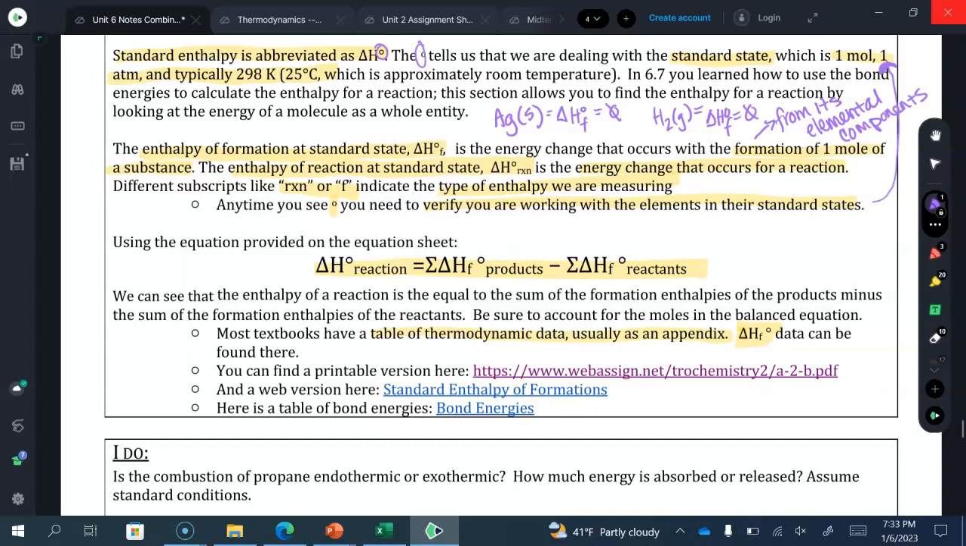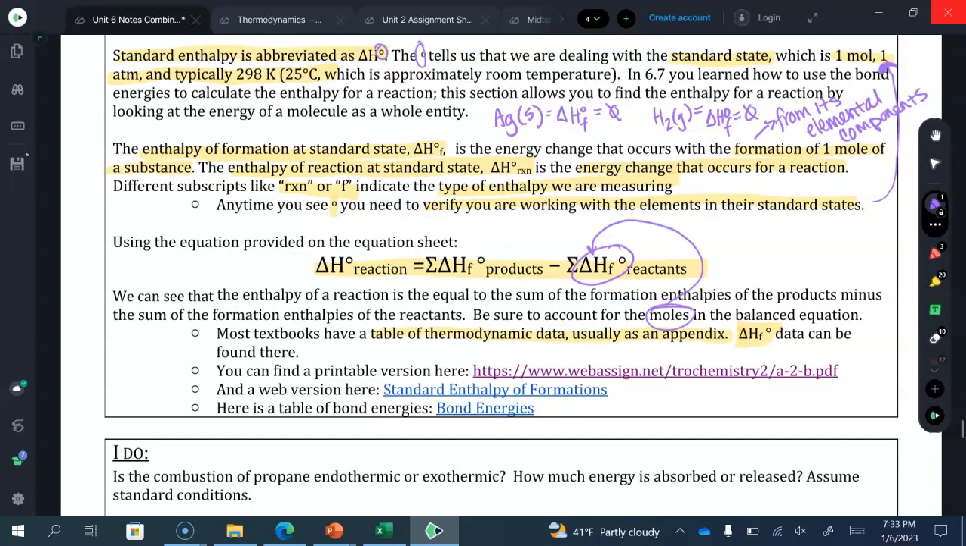So we can see that the enthalpy of a reaction is equal to the sum of the enthalpies of formation of the products minus the sum of the enthalpies of formation of the reactants. You also need to make sure you're accounting for moles, and that's usually multiplied by the enthalpy of formation for each substance. So you multiply it through. And we'll look at an example.